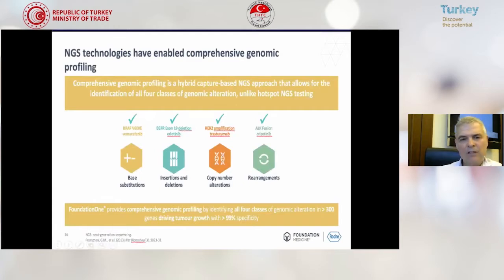So NGS technologies have enabled comprehensive genomic profiling. What is the advantage of this? This can be done very quickly. For example, an NGS test result can have a turnaround time of around 1 week or 2 weeks up to now, and it is quite cheap compared to the previous methods.